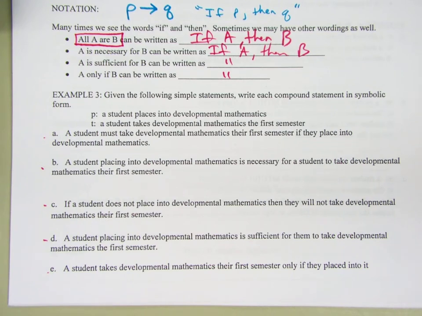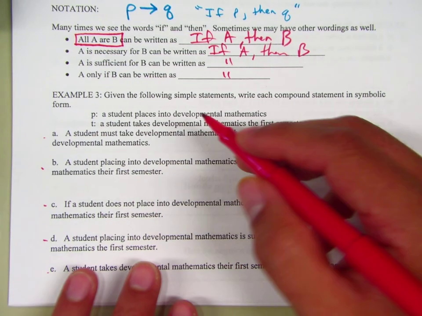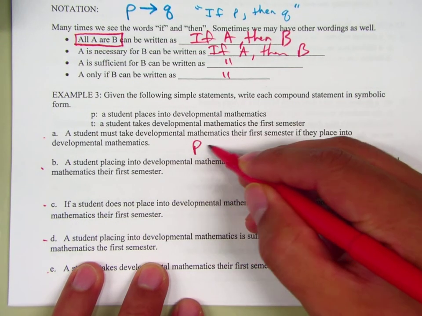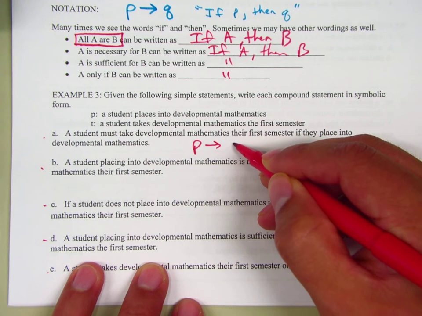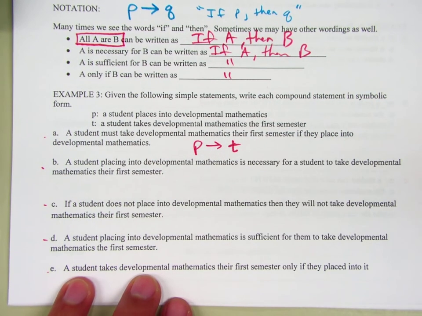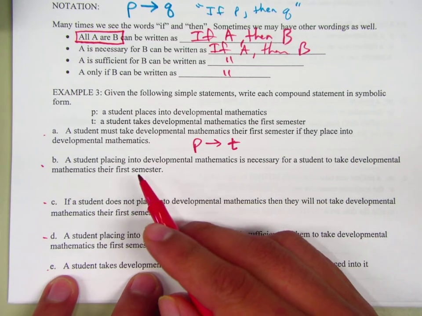Okay, let's start going through these. Adam, you or Francisco, either one. What do you guys have for the first one? P, arrow. That's correct. Okay. This one's a little tricky if you're not careful.